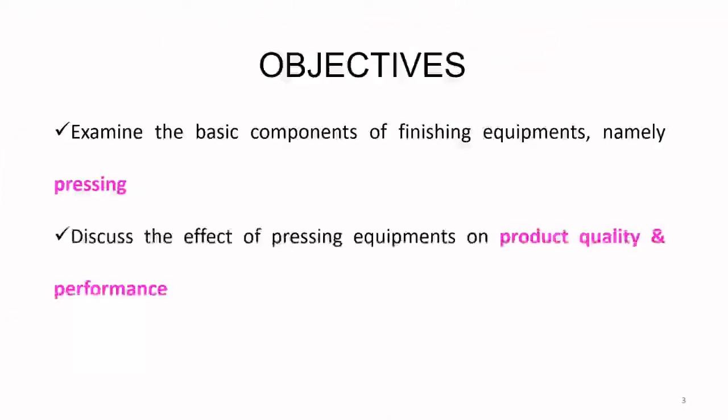Now the objectives, if you look at that, our first objective is to examine the basic components of finishing equipments, which is pressing. And the second that we are going to discuss is the effect of pressing equipment on product quality and the performance.